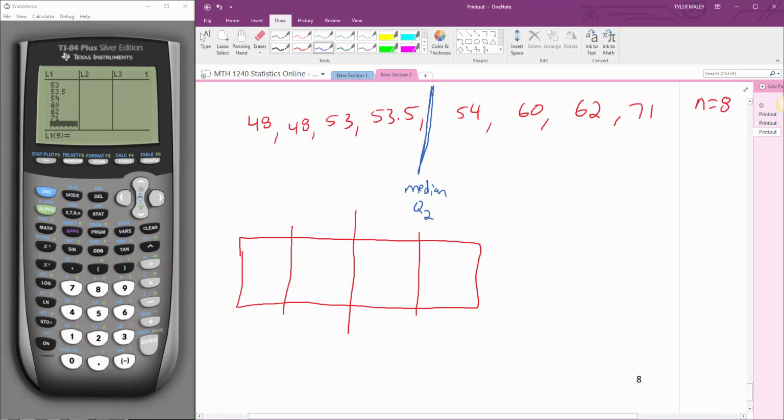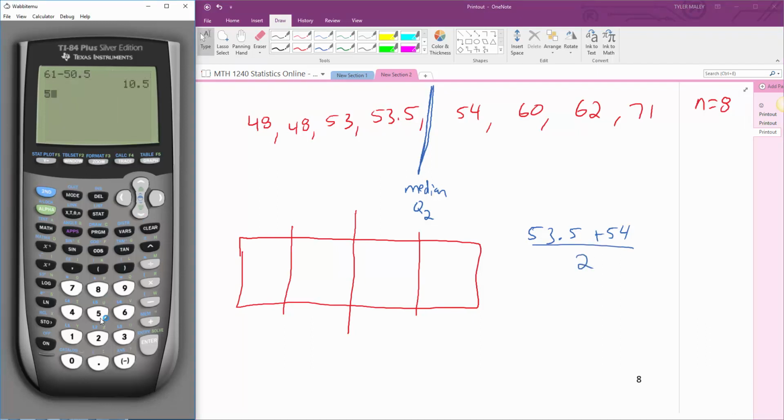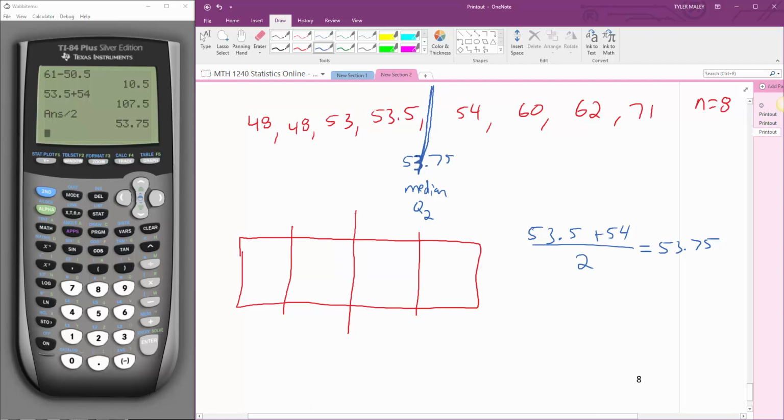But notice there isn't a data point exactly in the middle. So to find that, we want to find the middle value in between 53.5 and 54. So to do that, we would need to take 53.5 plus 54 and then divide that by 2. Right? So if we take 53.5 plus 54 and then divide that by 2, I get 53.75. Right? So that's this value here, 53.75. So then now I want to split, so this part we can call like my lower half. Right? And this part like my upper half.